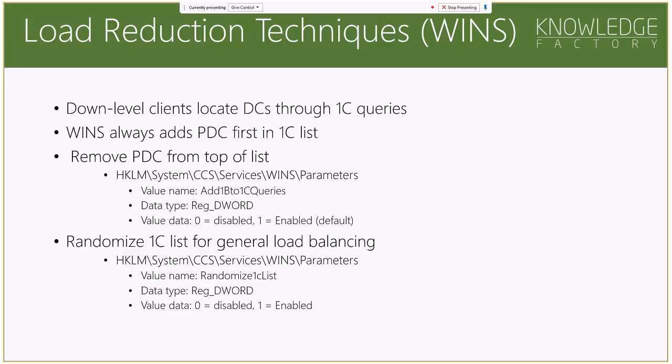So you can remove the PDC from the top of the list by changing your registry value, which adds 1B to 1C queries, and 0 is disabled and 1 is enabled, so you actually disable that one. Then you can use another registry hack to randomize the 1C list for general load balancing. That would basically be kind of like a round robin thing, so you don't get the same list every time; we randomize it for you.